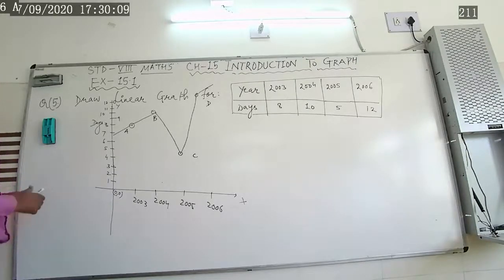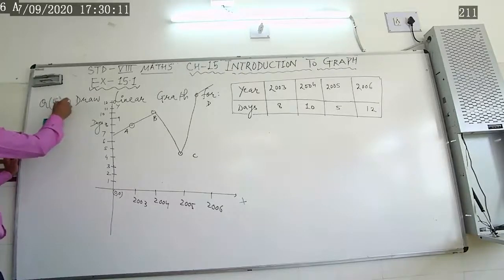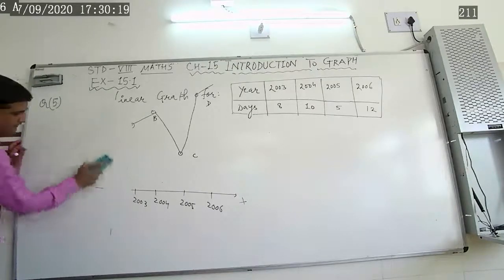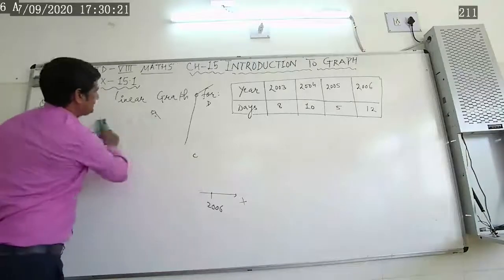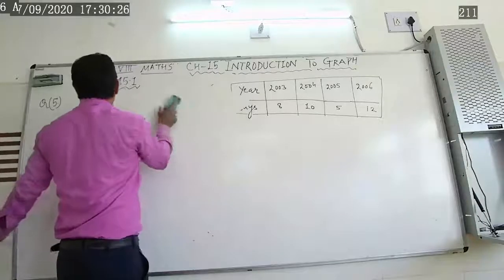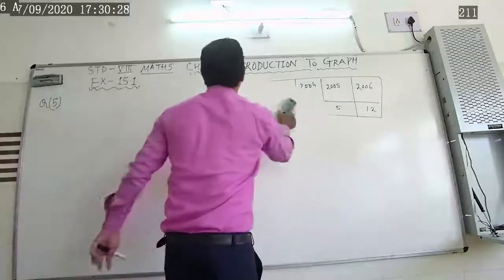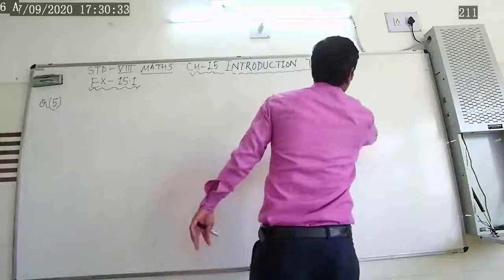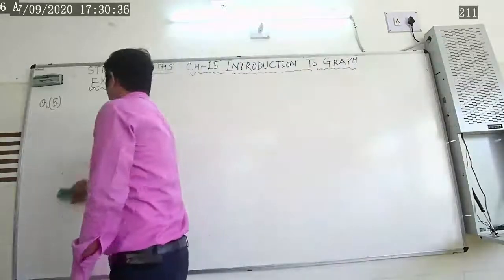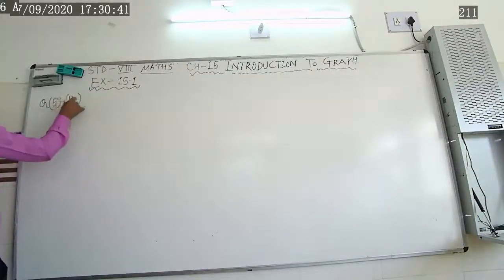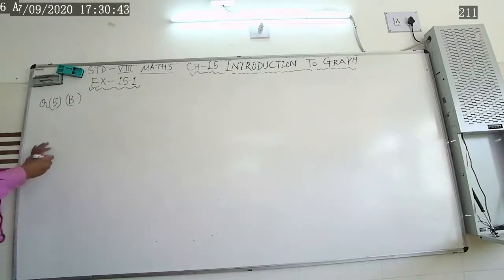So question number 5, this was part A. Now part B is also here, so we have to do that one also. Again the tabular representation here.